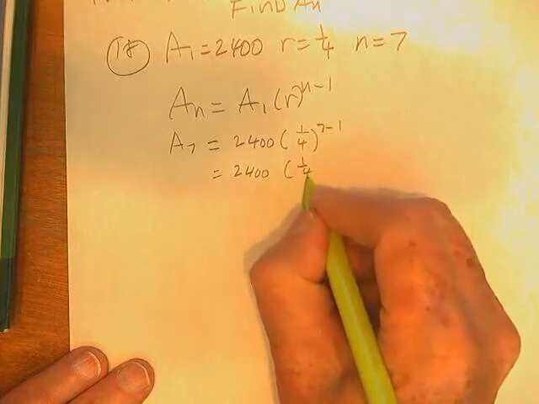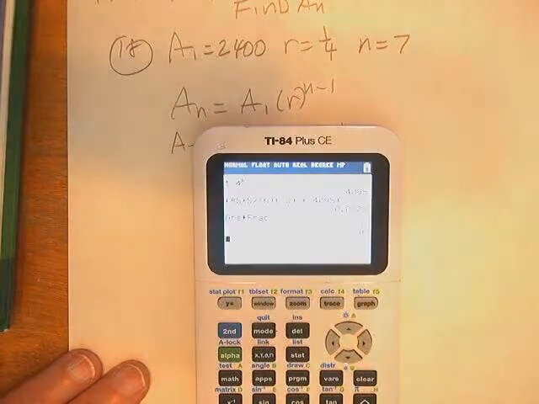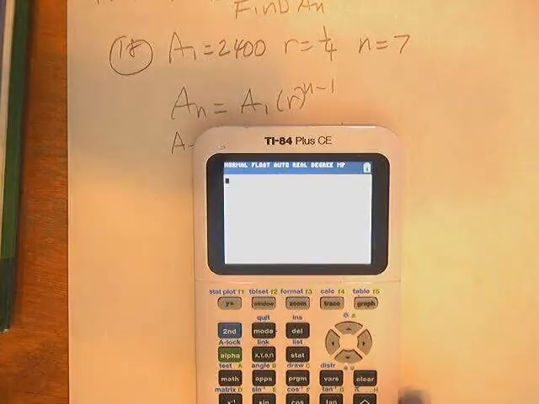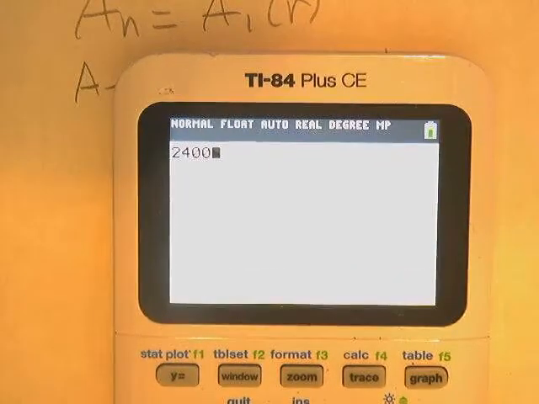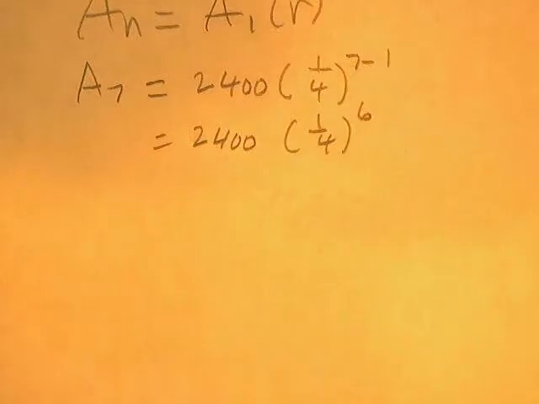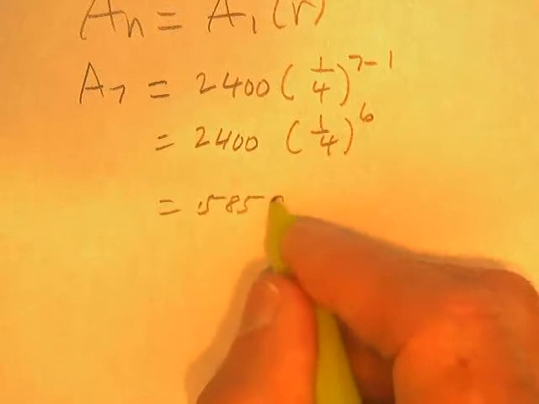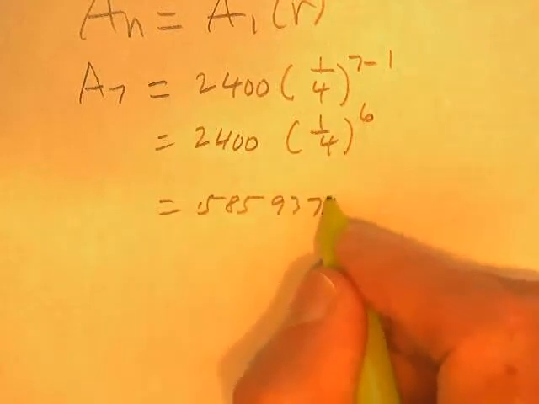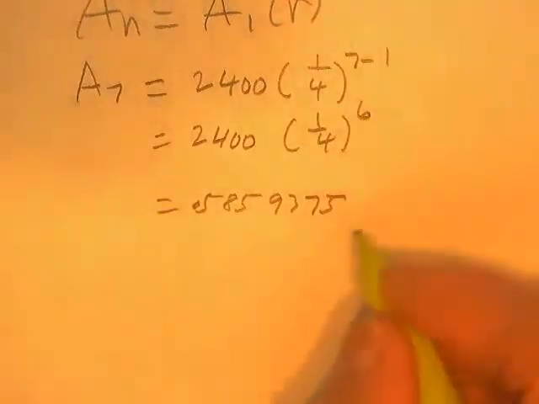2400 times 1/4 to the 6th power. So let's just enter that and see what happens. 2400, 1/4, to the 6th power. The answer is 0.5859375. If you want to give me the fraction, I don't care. It's 75 over 128.